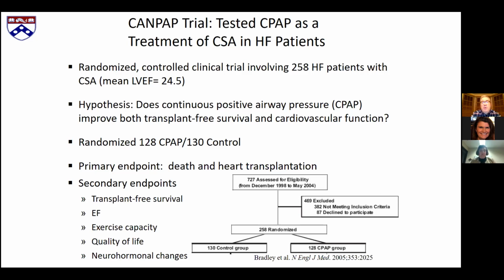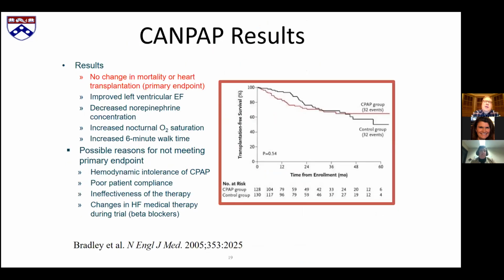And the primary endpoint was a pretty robust one. It was death or heart transplantation, so a pretty hard endpoint. And then many secondary endpoints: transplant-free survival, change in ejection fraction, exercise capacity, and quality of life, and then also changes to neurohormones. And so patients were randomized into this clinical trial. And unfortunately, for CANPAP, there was no change in mortality or heart transplantation. So the primary endpoint was actually negative.